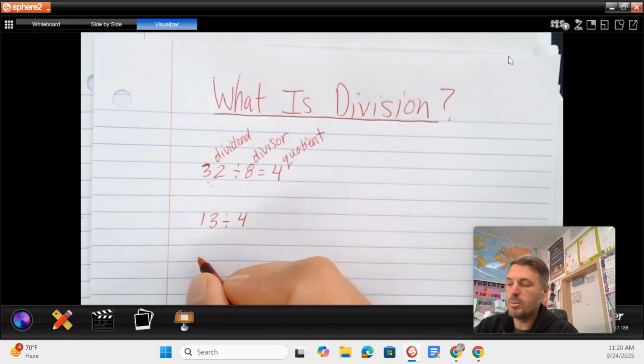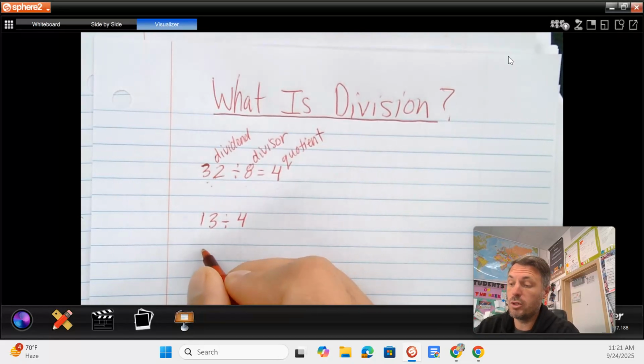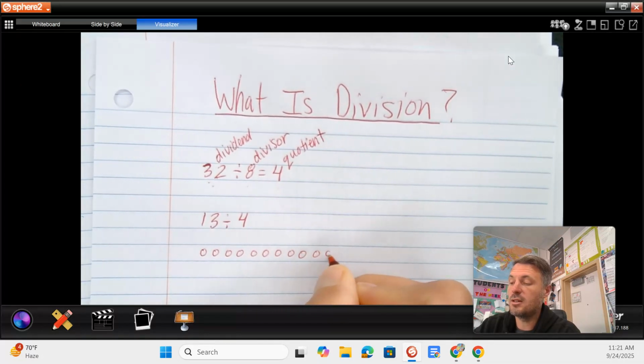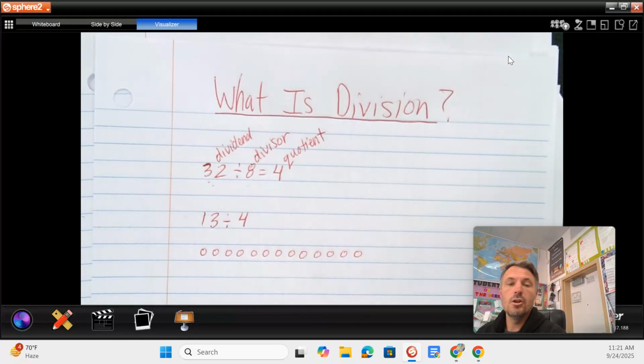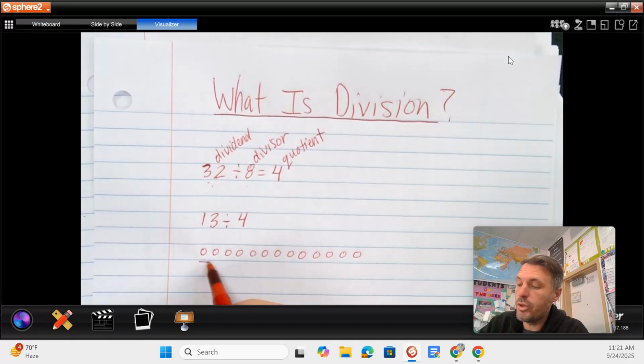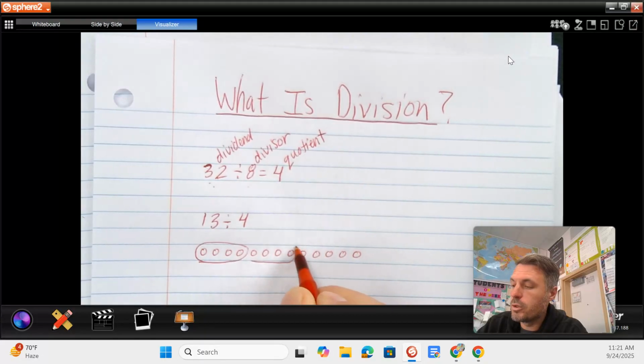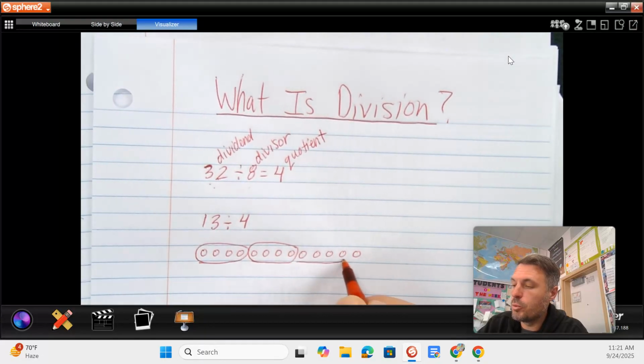So to show what this means, let's actually draw a picture of those 13 cookies. 1, 2, 3, 4, 5, 6, 7, 8, 9, 10, 11, 12, 13. So 13 divided by 4 means you're separating 13 into equal groups of 4. So here's a group of 4 cookies, here's a group of 4 cookies, and here's a group of 4 cookies.